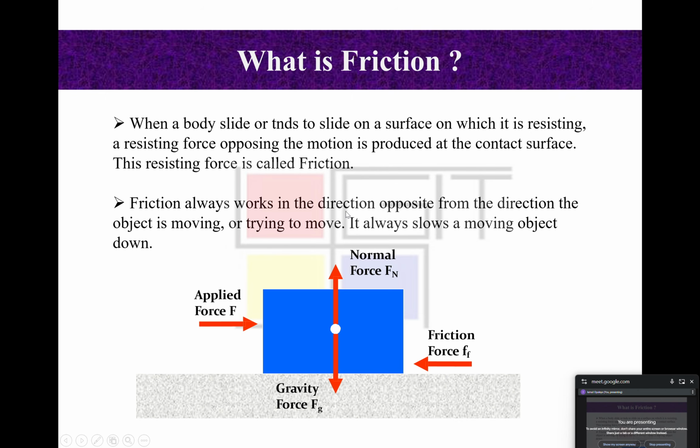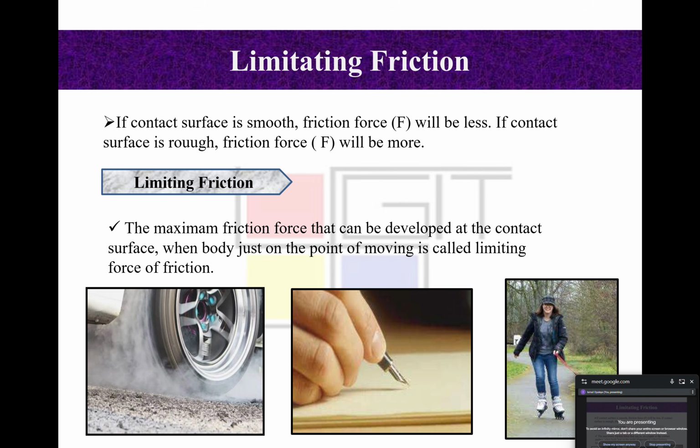All right, so you see this friction here can be limiting. So if the contact surface is smooth, frictional force will be less. However, if the contact surface is rough, you expect the friction force to be more. So I'm going to say that for a perfectly smooth surface, you expect friction there to be zero. Are we together?